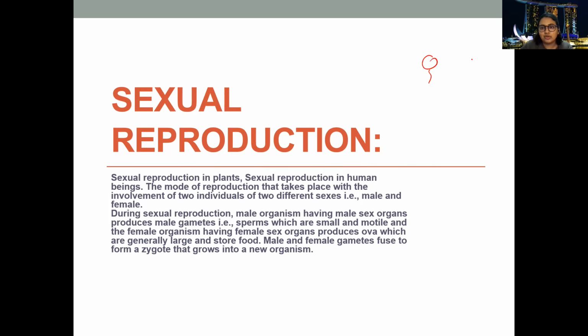So what happens in sexual reproduction? Sperm and ovum fuse together to form a new organism. When sperm and ovum fuse, their nuclei fuse together. And you know the nucleus contains chromosomes, right? Yes, ma'am. So ultimately the chromosomes combine and give rise to a new character. Got it?